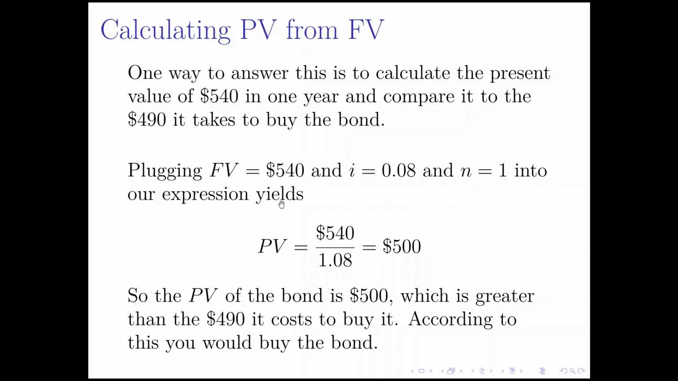Plugging that into our expression yields the present value is $540 divided by 1 plus the interest rate, so 1.08. And this equals $500. So the present value of the bond is $500, and that's greater than the cost to buy the bond, $490. So to you, the bond is worth $500 presently, and it only costs $490. So you would think that's a pretty good deal.